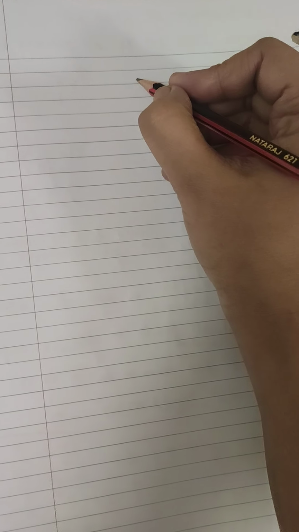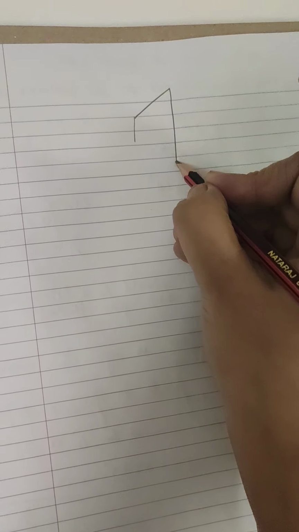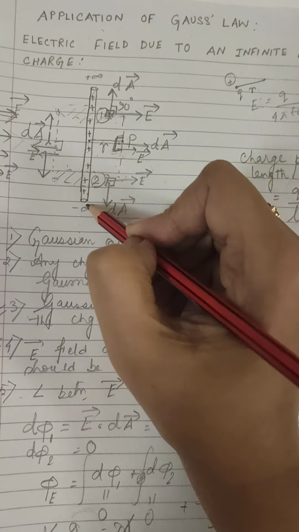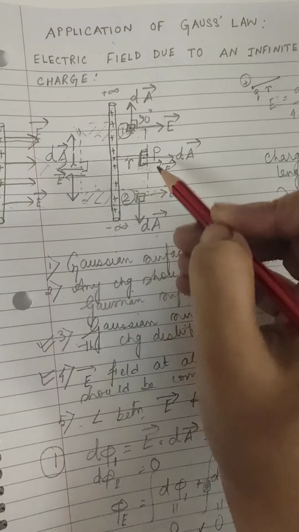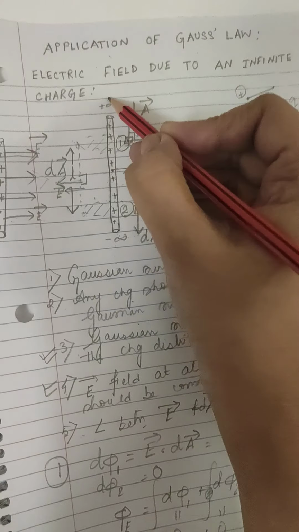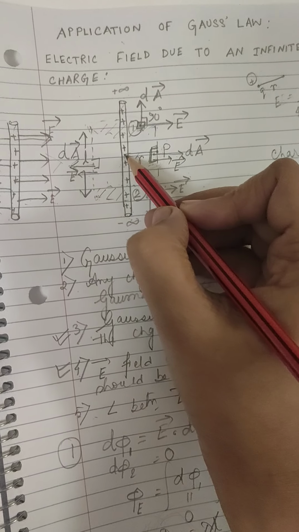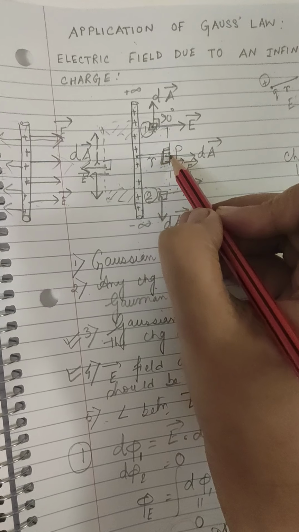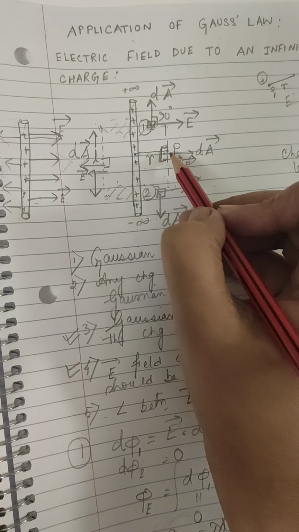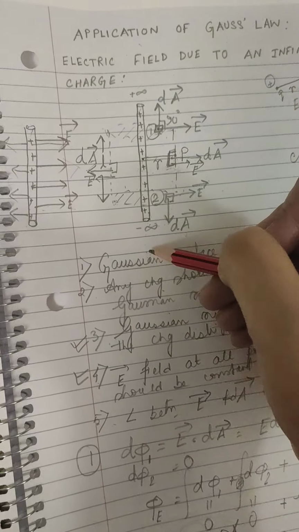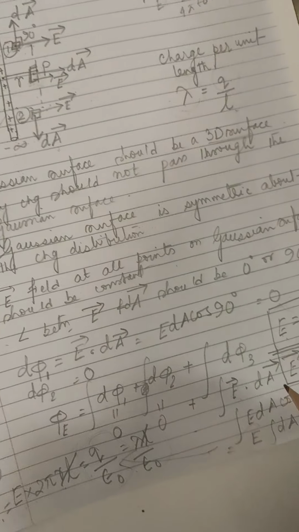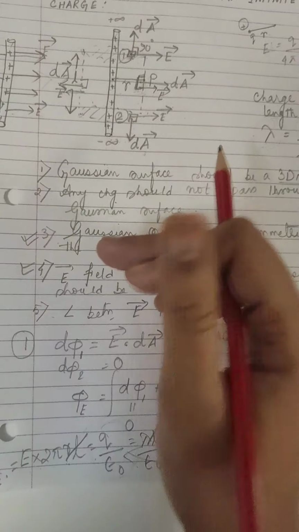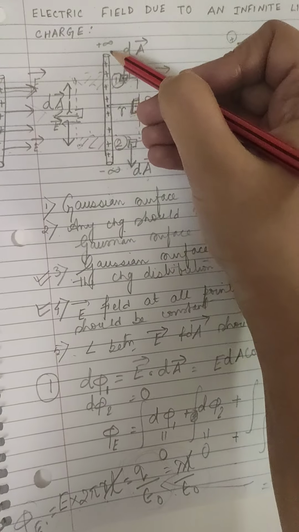An infinite plane sheet of charge. What do I mean by an infinitely long wire or an infinite plane sheet of charge? When I say it is an infinitely long wire, it does not mean it is extending up to infinity. It means that the distance at which the electric field intensity is required is small compared to the length of the wire. Then only this equation will be valid.